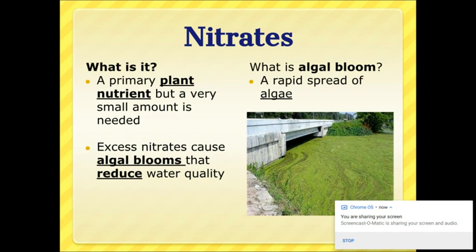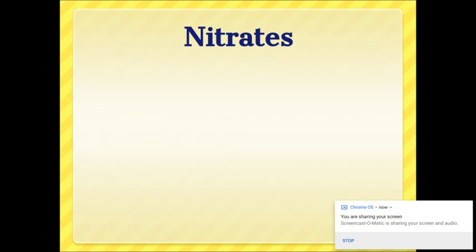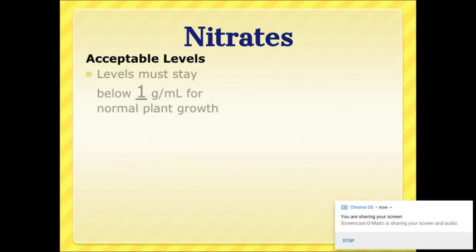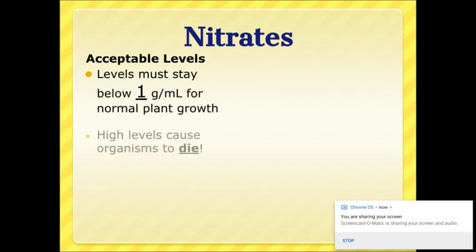Take a look at this picture here. That's not a beautiful green golf course. That's actually a lake that's covered with algae. So if we're testing our water, we want to make sure that the levels of nitrates are going to be acceptable. The level should stay below 1 gram per milliliter for normal plant growth. The higher the level of nitrates, the better the chances are that organisms will die.